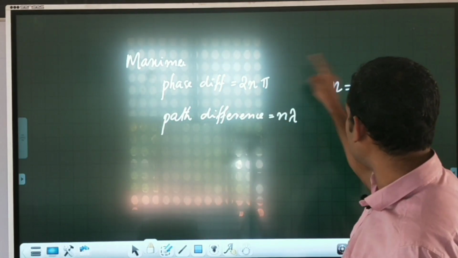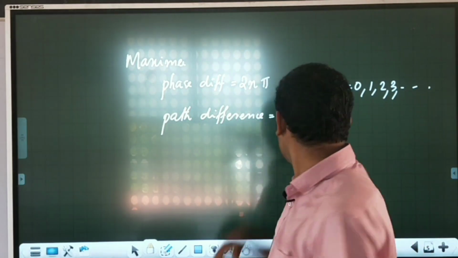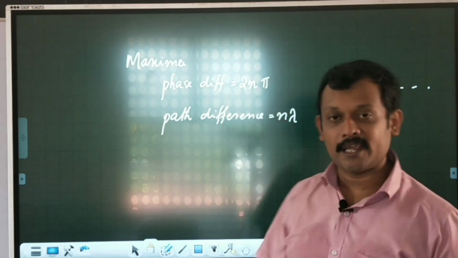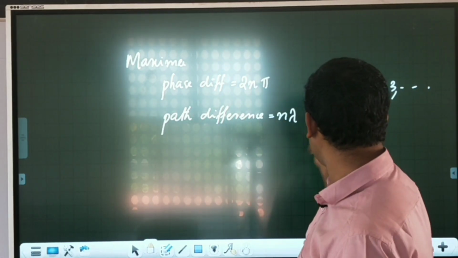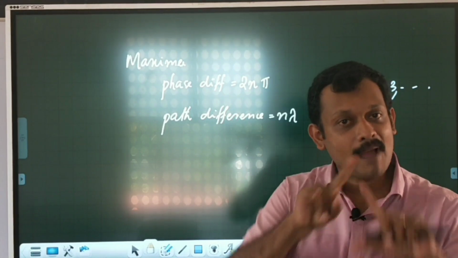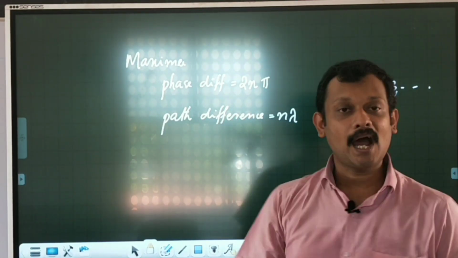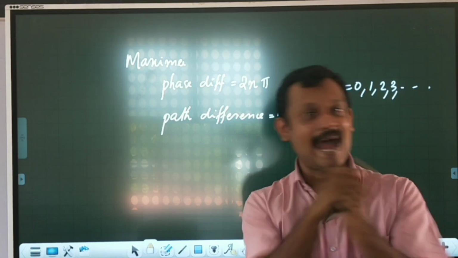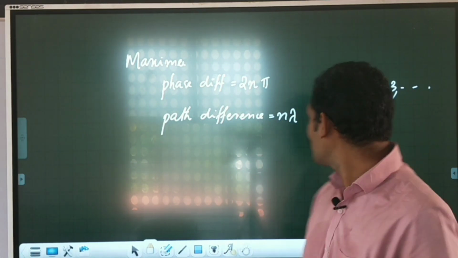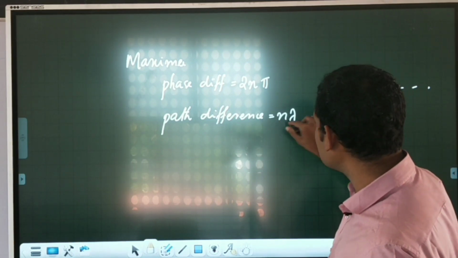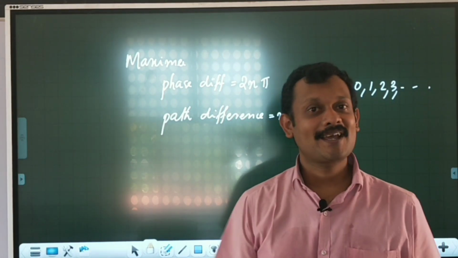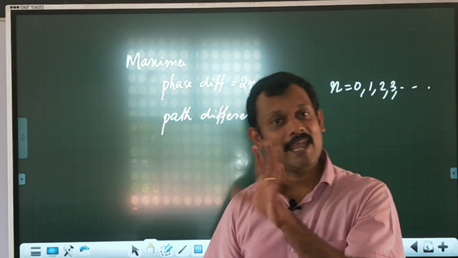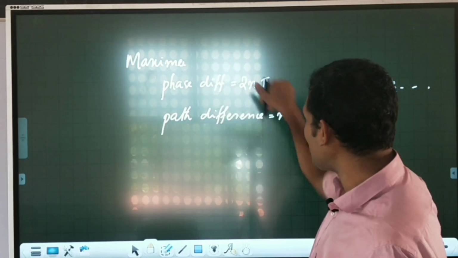For n equal to 1, phase difference 2 pi, again you get a maximum. If you put n equal to 2, phase difference is 4 pi, again a maximum. N equal to 3, 6 pi, again a maximum. Correspondingly, n equal to 0, no path difference, maximum. N equal to 1, path difference lambda, again a maximum. N equal to 2, path difference 2 lambda, again a maximum. N equal to 3, path difference 3 lambda, again a maximum. So the condition for obtaining a maximum is like this.